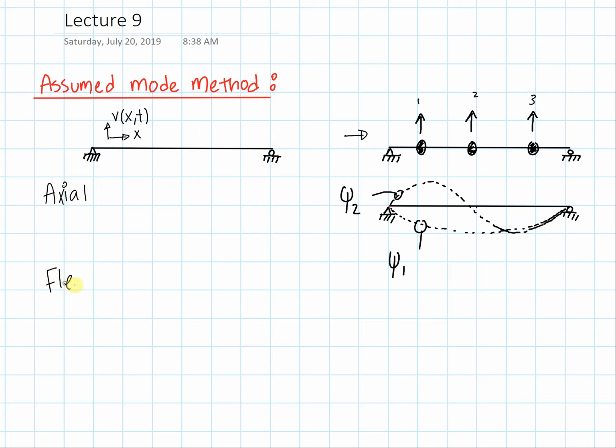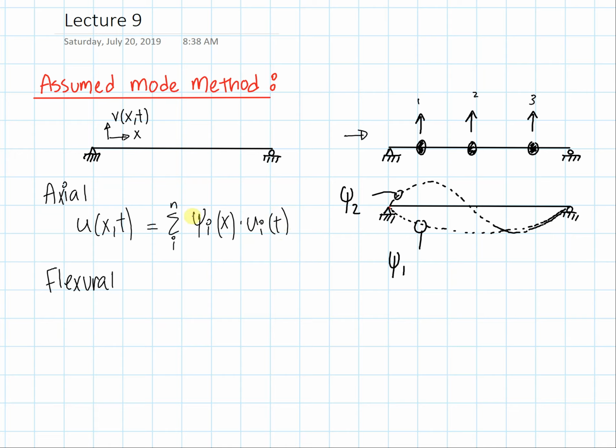And so in this lecture we're going to talk about axial elements, and we're going to talk about flexural elements. In the case of axial elements, deformations are u(x,t), and they equal the sum of individual mode contributions, i from 1 to n. These contributions include the mode shape, which is a function of x being the position along the beam, multiplied by the amplitude of that mode shape.